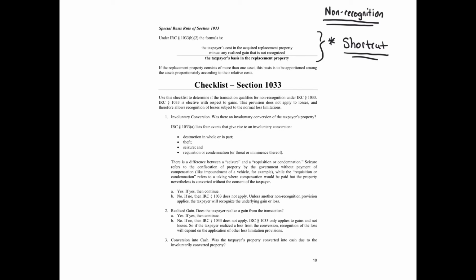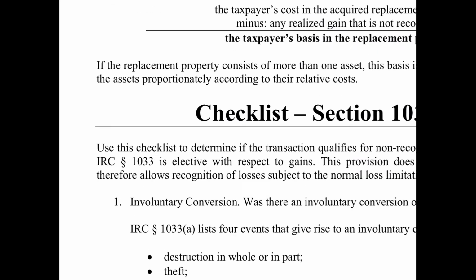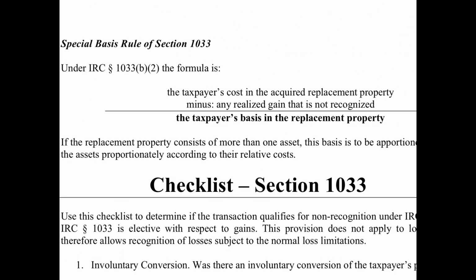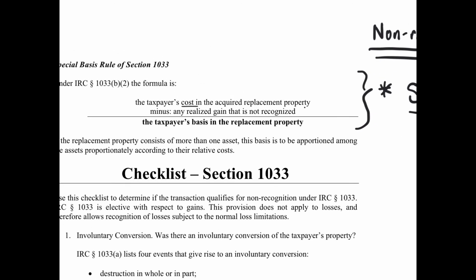And the shortcut method doesn't always work, especially if you have multiple exchanges where you have like-kind and non-like-kind property. It doesn't work. If you don't believe me, go try it. For 1033 involuntary conversions, the tax law actually says to use the shortcut method. The shortcut method, we're going to take the cost and we're going to subtract away the suspended gain. Now note, not suspended loss, suspended gain.